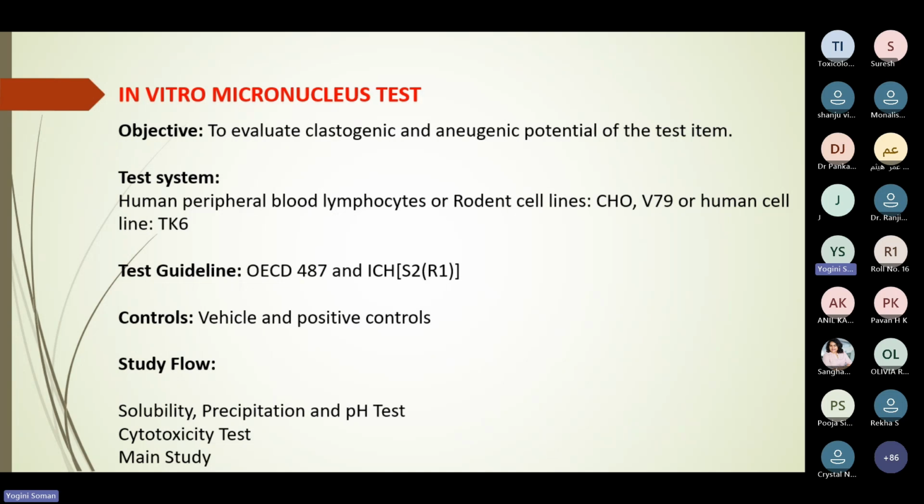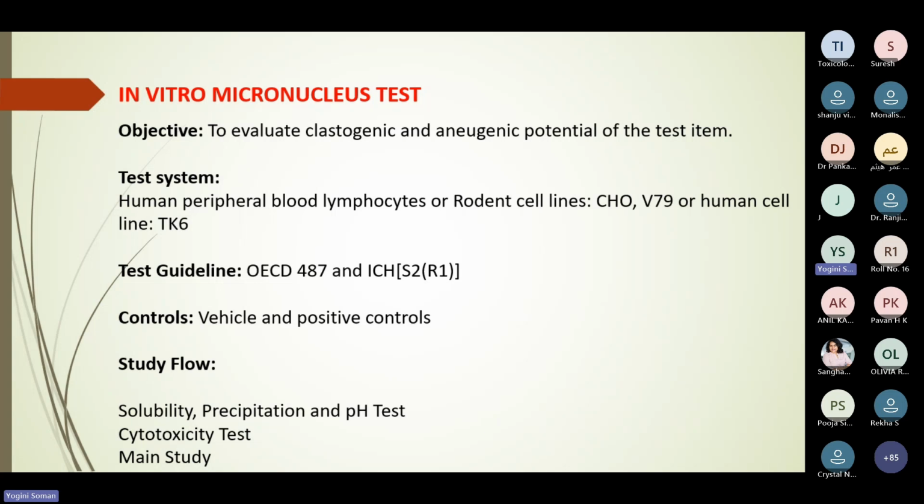So before conducting your study, your test system should be well characterized by the external agency, as well as in-house characterization is necessary. For example, chromosome number analysis, then doubling time, then mycoplasma contamination analysis. So it should not contain mycoplasma, or it should be free from all bacterial or fungal contaminations. Then chromosome number should be within a range, and doubling time should be achieved. So you should test all these parameters. If the test system is well characterized, then only you can use that test system for further analysis.